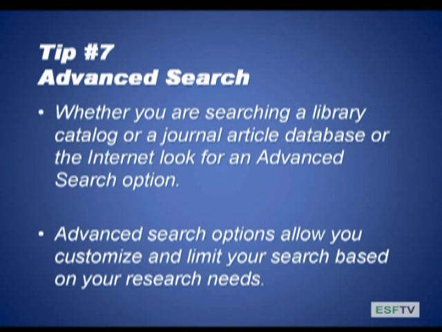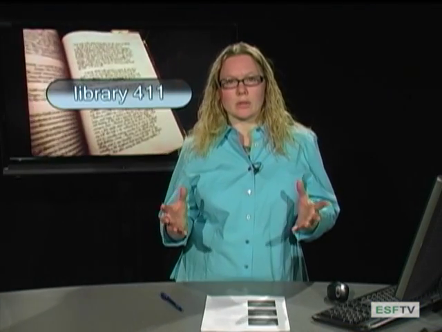Tip number 7 is to use the advanced search. Whether you're searching a library catalog or journal article database or the internet, be sure to look for an advanced search option. The advanced search option allows you to customize and limit your search based on your research needs. As you're doing your research, you may find that you need to put some limits on your search. And again, when you're in a library catalog, or journal article databases, or on the internet, look for an option for advanced search. That should give you a list of options such as limiting by date range, limiting by the kind of material that you're looking for.